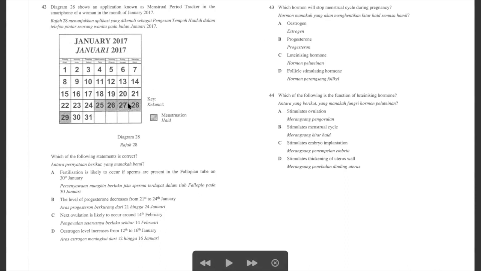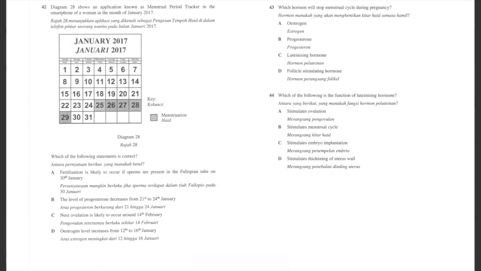Sebab awak tengok ni, menstruation head ni, maksud this is what we call menstruation phase. Maksudnya dekat sini, 21 sampai 24 ni, this is premenstrual phase. Premenstrual phase tu maksudnya progesteron tu dia akan berkurang. Sebab apa? Fungsi progesteron adalah untuk mengekalkan ketebalan uterus wall. So bila dia berkurang sampai satu tahap dah terlalu kurang, dia tak boleh maintain. Sebab tu head yang seterusnya akan berlaku kat sini.